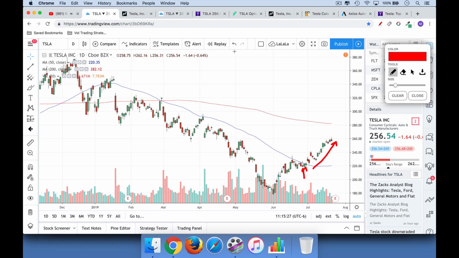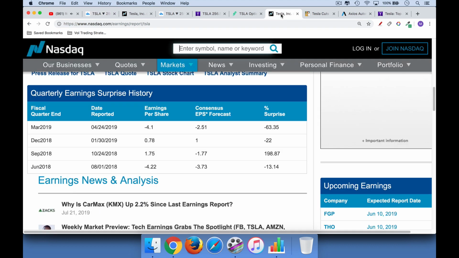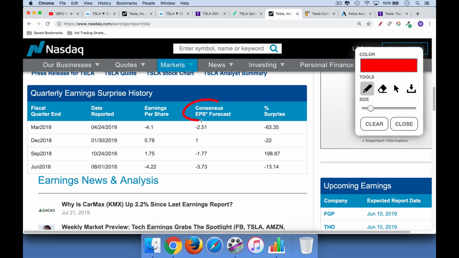Now, Tesla has a history of earnings misses, especially for the last four quarters. So what we're looking at here is the consensus earnings per share forecast and the actual earnings per share, the actual EPS. And you can see that in June of last year, so for the second quarter of 2018, the market was expecting a loss of $3.73 a share, and actually got a much larger loss of $4.22.